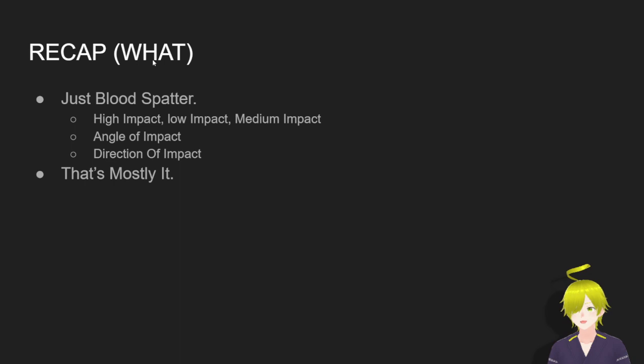Recap, what did we do last time? Blood spatter. That's it. We did high impact, medium impact, low impact, cast off, all that fun stuff. We talked about what you can determine from it and how to determine it, different types of tests, all that fun stuff.